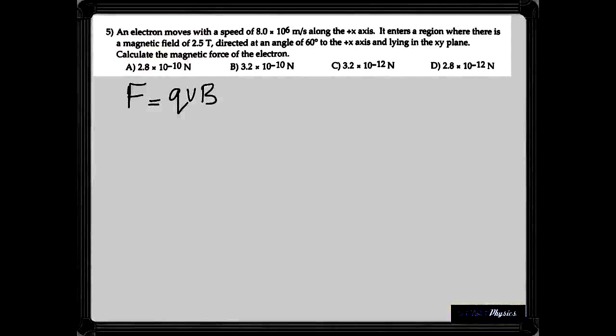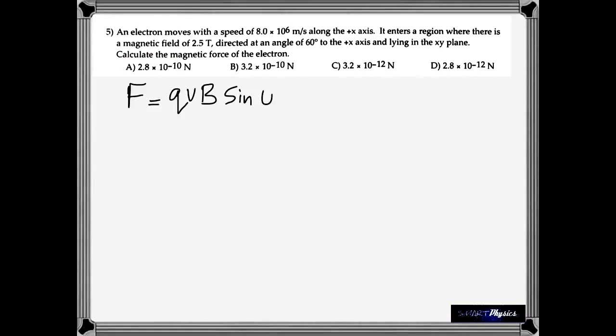Fifth, the electron is moving with a speed of 8 times 10 to the 6 along the positive x-axis. And then it enters a region where there is a magnetic field of 2.5 Tesla directed at an angle of 60 degrees to the positive x-axis. So now you define the force, it's qvB sine theta. That is the formula for force on a charged particle moving through a magnetic field.